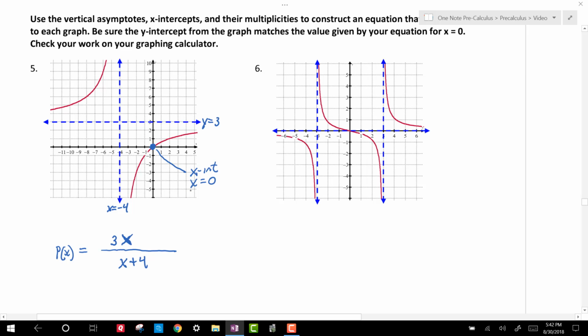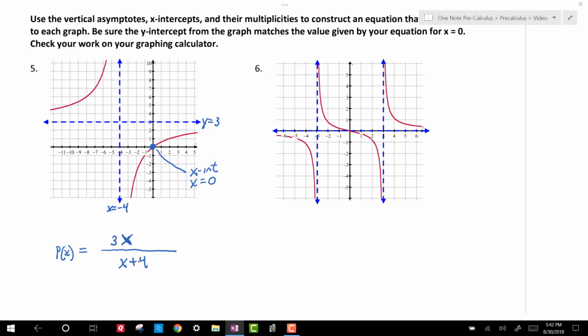And x-intercepts come from the numerator every single time. So if I just toss an x in there, I've got 3x over x plus 4. Let's plug in 0 just to make sure it works. 3 times 0 would be 0. 0 plus 4 would be 4. I get 0 over 4, which is 0. So my y-intercept also works.